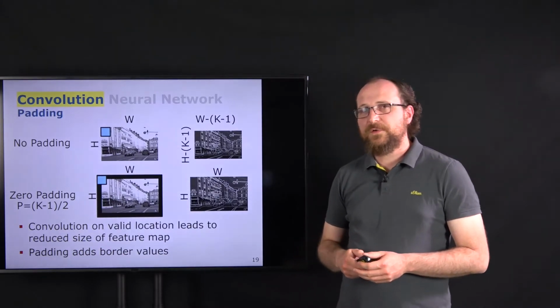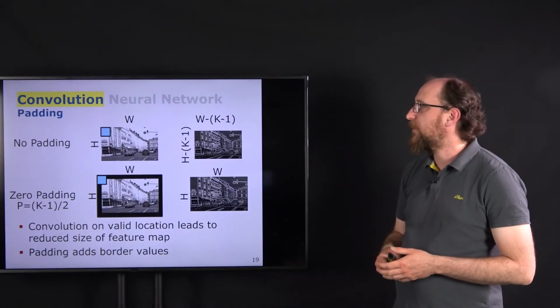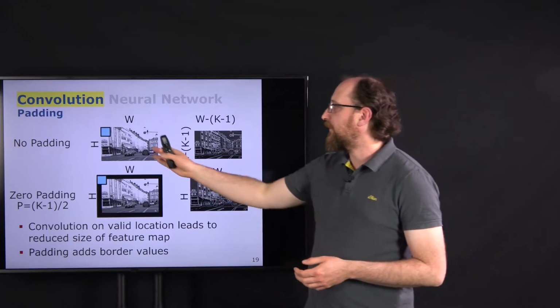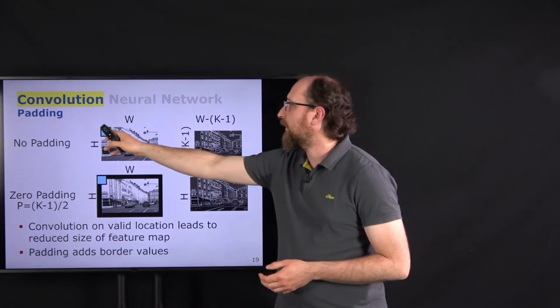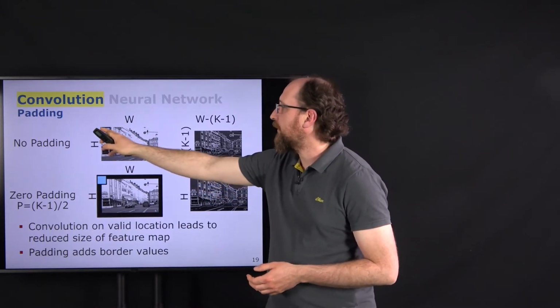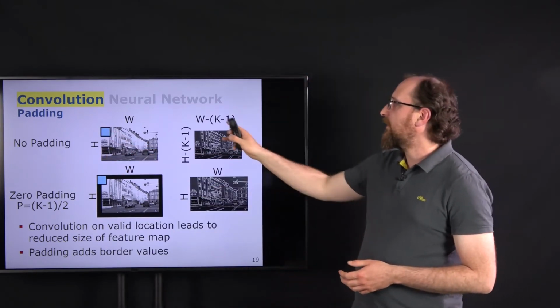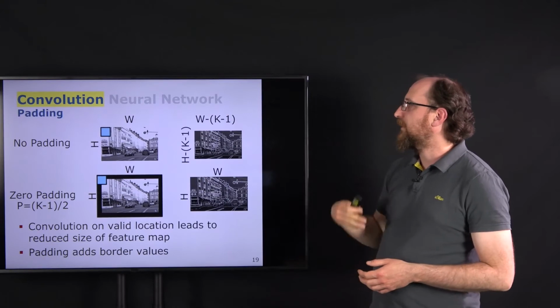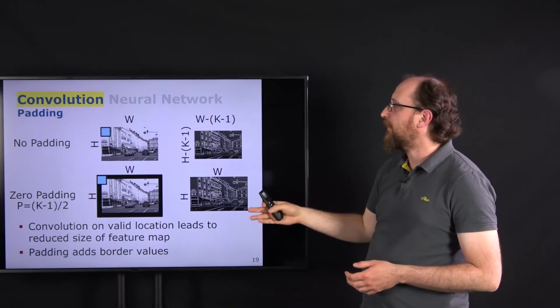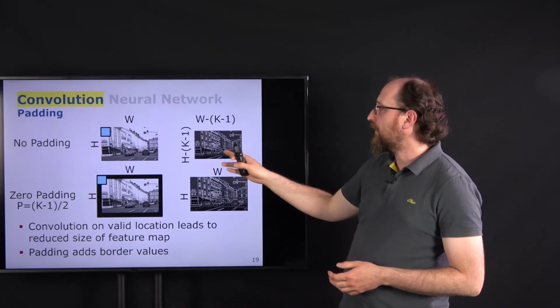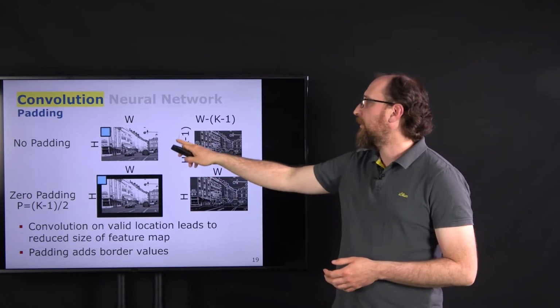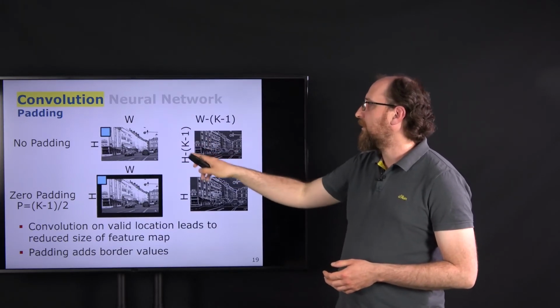When we just apply the convolution, as you might have seen before, because the filter has a larger size, it can only start in the upper left corner. We are basically reducing the size of the outcome, so this feature map. The size of the feature map is reduced by the size of the kernel minus 1.